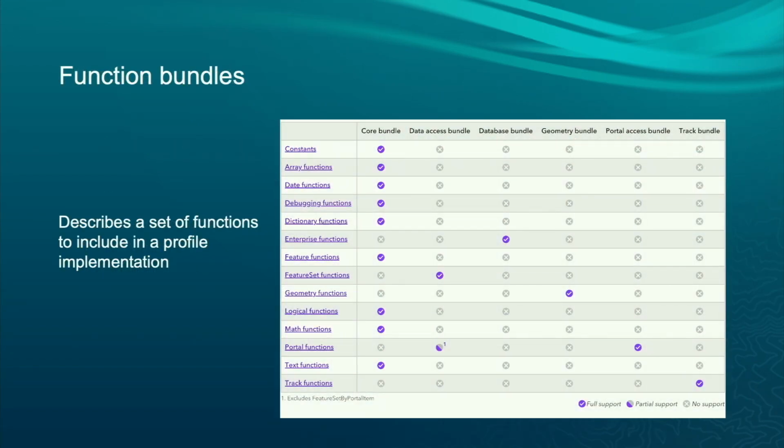And as I mentioned, the function bundles. Each profile is defined with a set of function bundles. And this just describes the set of functions that are included with that profile implementation. Most functions are just in that core bundle, but other bundles will have a more specific set of functions. So all profiles will implement the core bundle, and you can see that includes the constants, the array functions, data functions, feature functions, et cetera. We keep referencing the doc, but we think the doc's pretty great. If you go back to the doc, you can see what all the functions are supported in each bundle.